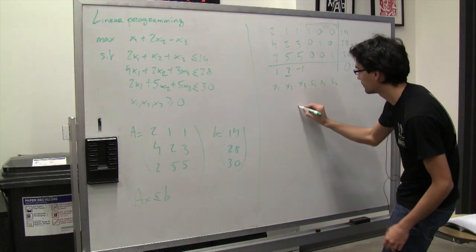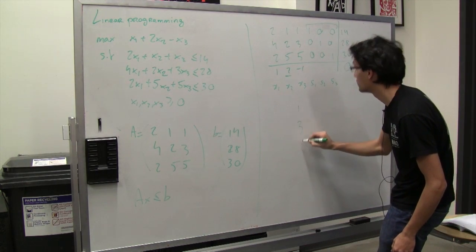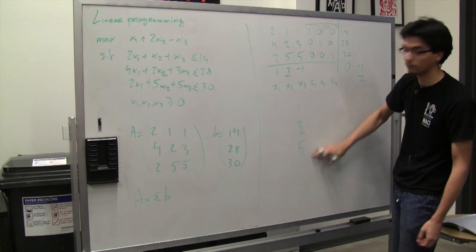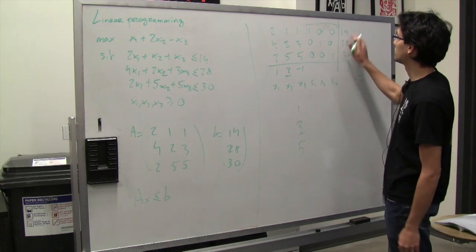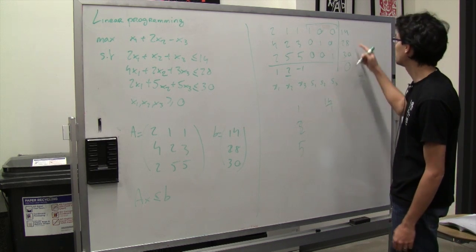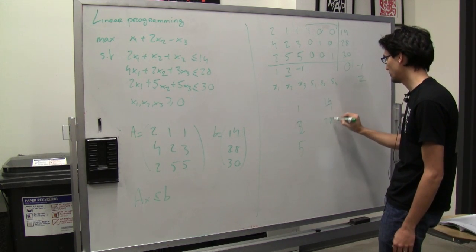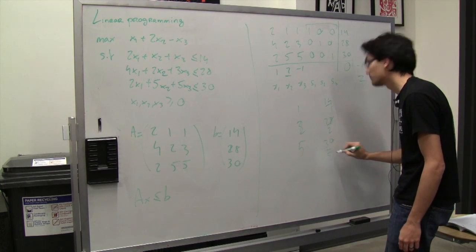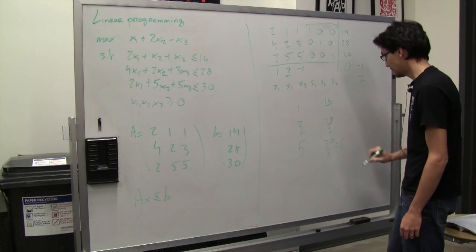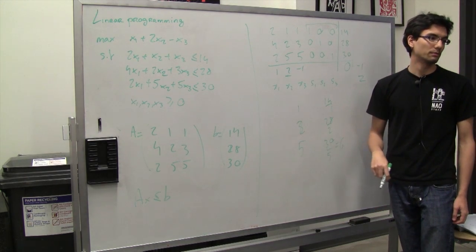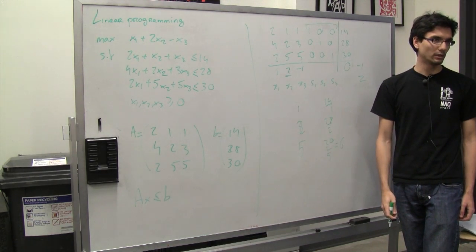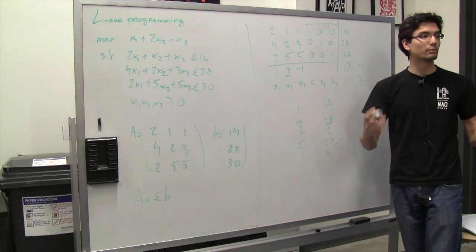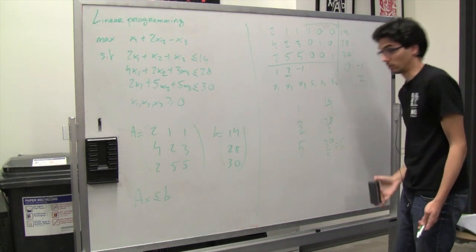You're going to compute the ratios. On this column you have 1, 2, 5. So this is the second column, and you wonder which one of these you will choose. You will make the ratio 14 divided by 1, which is 14, 28 divided by 2, or 30 divided by 5. So this one is 6. And you will take the minimal one. Because you pick the minimal one, you know you will end up in a feasible point. That's an extremely important thing. Otherwise, your algorithm doesn't work.